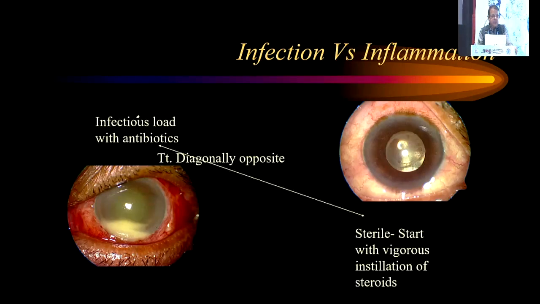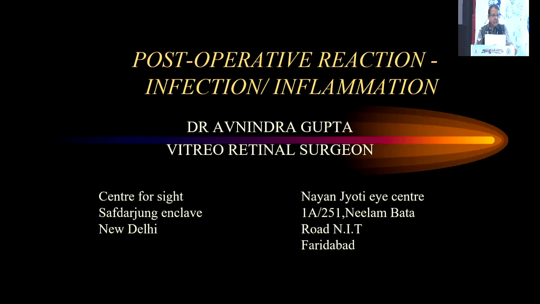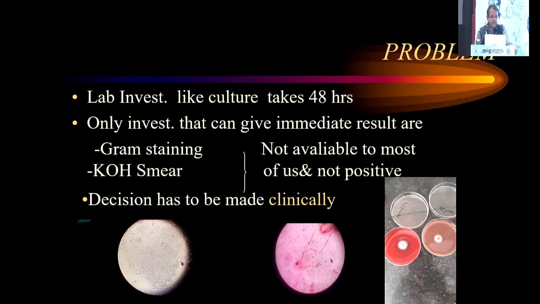Now, the first question that comes to mind is whether it's an infection or inflammation, because the treatment is diagonally opposite. If it is an inflammation like TASS, you need to load this patient with steroids. But if it is an infection, you need to load this patient with antibiotics. So that's the million-dollar question, and that's what I'll be talking about: post-operative reaction, infection versus inflammation.